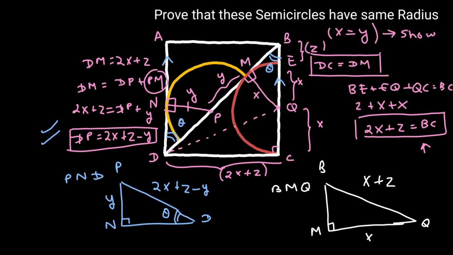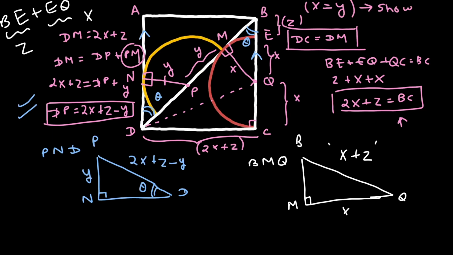Look carefully in this diagram, BQ is from here to here, and in the middle we have the point E. So ultimately BQ can be written as BE plus EQ. The length of BE we have taken as a variable z, and the length EQ is the radius of this red semicircle, hence it would have a value x. Therefore the length of BQ will simply turn out to be x plus z. Okay, and don't forget to mark the angle. So according to this diagram, the angle MBQ is equal to theta. So over here also the angle MBQ is equal to theta.